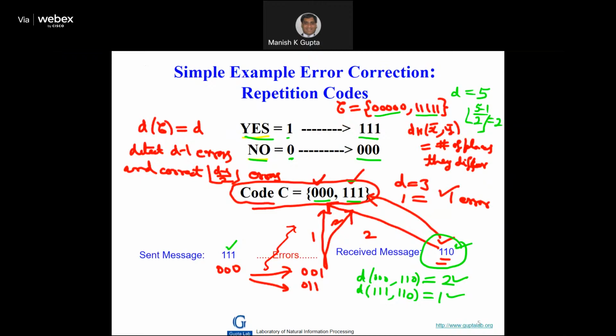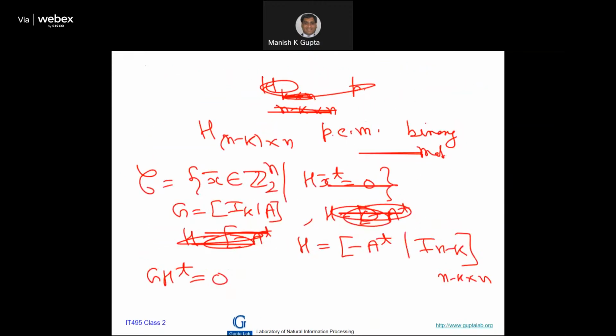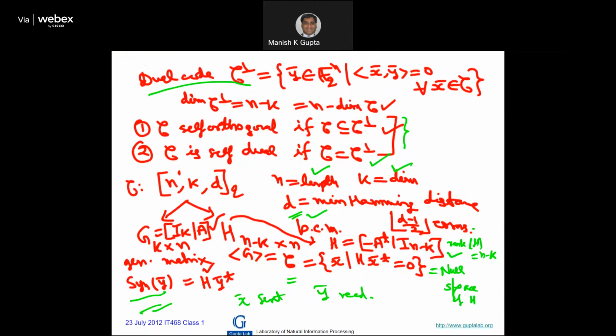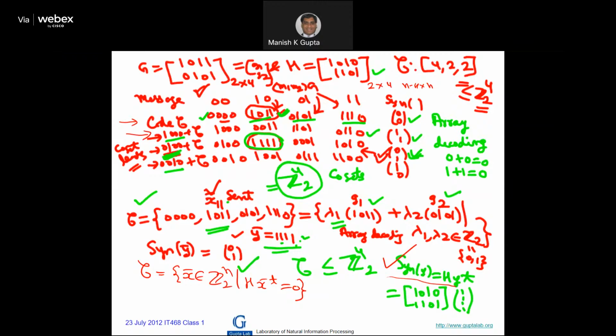I talked about sphere decoding. I talked about the generator matrix and parity check matrix of a code. Today I will give you first one example, and I also talked about syndrome decoding, right? So let me show you.